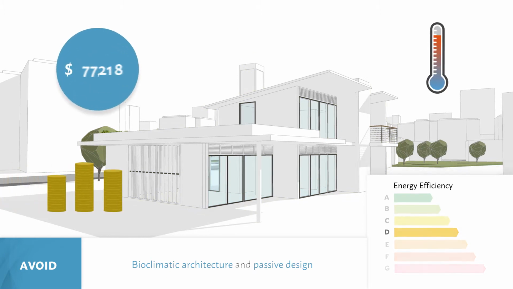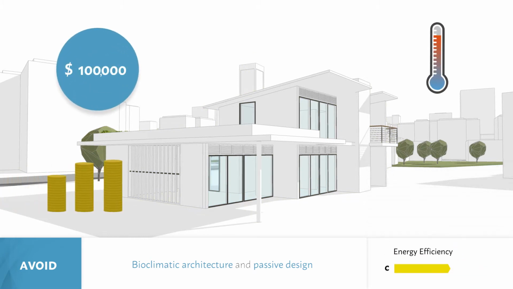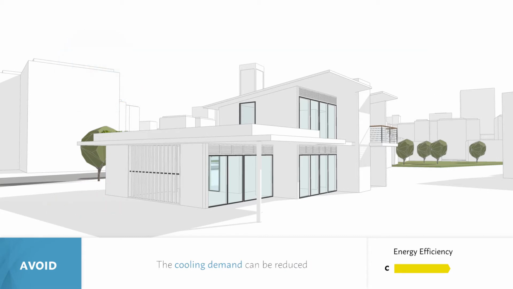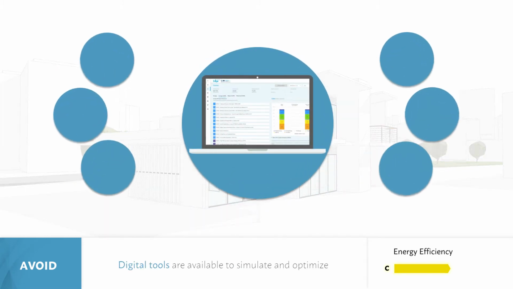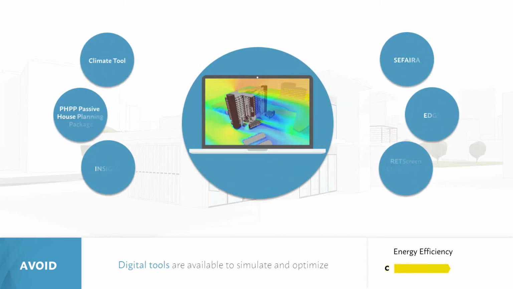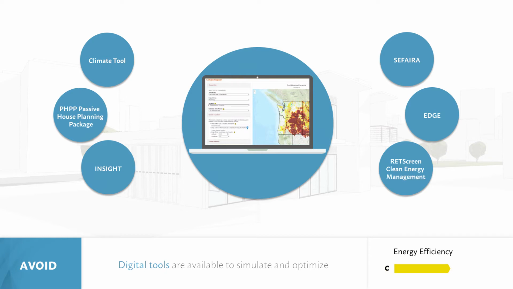Bioclimatic architecture and passive design maximize energy performance and comfort, reducing costs and environmental impact. When these principles are applied in the design of the facades, the cooling demand can be reduced by 30 to 50%. Several digital tools are available to simulate and optimize building design and energy performance.